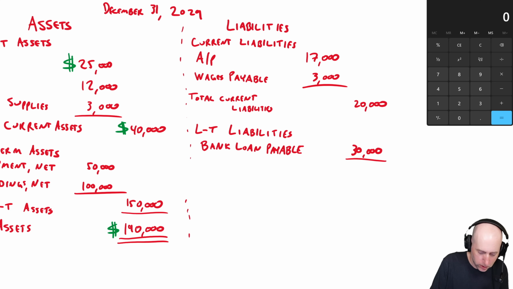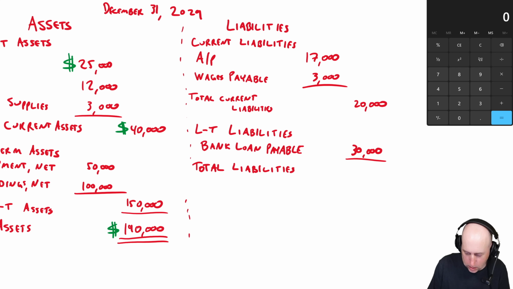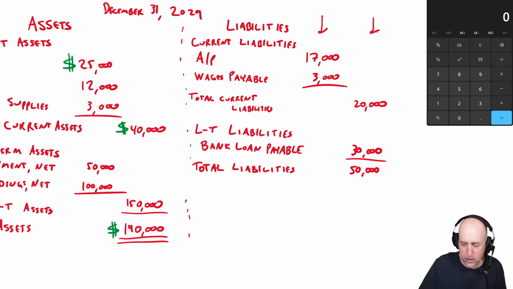Now, our grand total for liabilities is 20 plus 30, it's 50. And again, just two columns, right? The left and the right. The left is when I have a list of similar accounts. So two current liabilities, we total to the right. Long-term liabilities, because there's only one, it goes to the right.